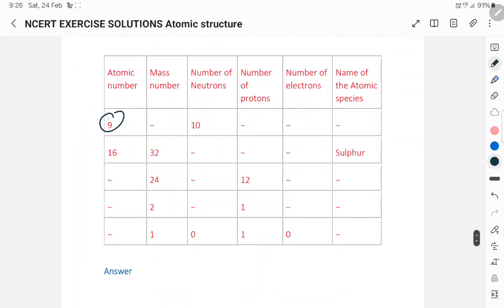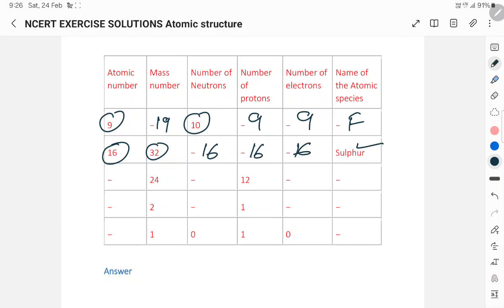If we have atomic number 9 and neutrons are 10, right? So the number of protons is also 9, number of electron is also 9, right? Name the atomic species and mass number will be proton plus neutron, that is 19, right? So this is the fluorine, right? Atomic number 16, mass number 32. So neutrons are 16, proton 16, electron 16. So this is sulfur.